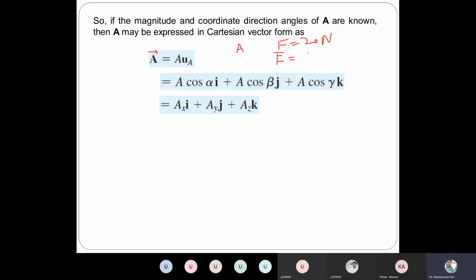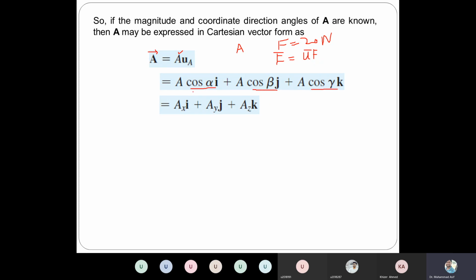Then you need a unit vector, and you multiply it with that force. Then it will become a vector. So how to get this unit vector? If you know the angles, then you can put cos alpha i plus cos beta j plus cos gamma k. So if you know the scalar, you can convert it into a vector by multiplying by a unit vector, where the unit vector is equal to cos alpha i plus cos beta j plus cos gamma k.